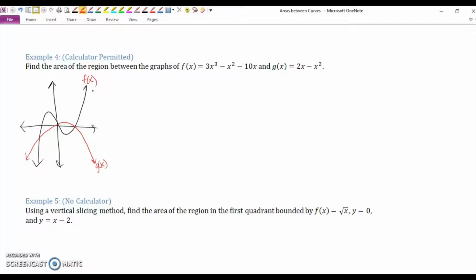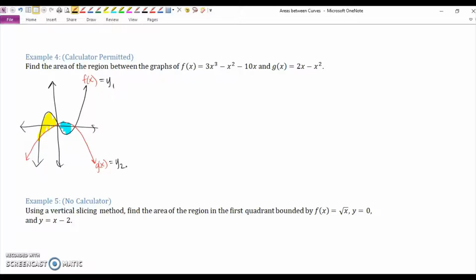Now notice that the red one is on the bottom in this first chunk, right? In the shaded yellow region, the red is on the bottom and the black is on top. In the blue region, the red is on top and the black is on the bottom. So therefore, we're going to have to do this two different ways. All right, and on my calculator, I have f of x as my y1 and g of x as my y2, so that might help me here in the long run.